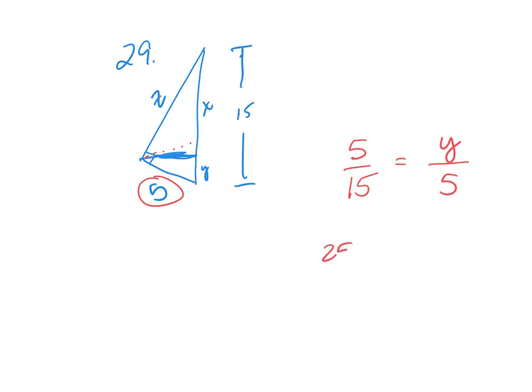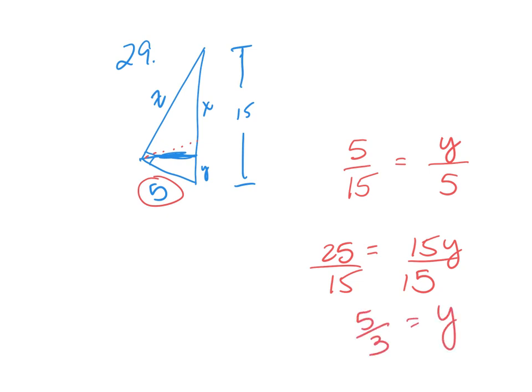So you have 25 equals 15y divided by 15. So it's 5/3. And what'd you get? What's the decimal? 1.67. Yep, 5/3 or 1.67. Either one of those is fine. If y is 1.67 and the whole thing is 15, how would I find x? 15 minus 1.67, which is 13.33.